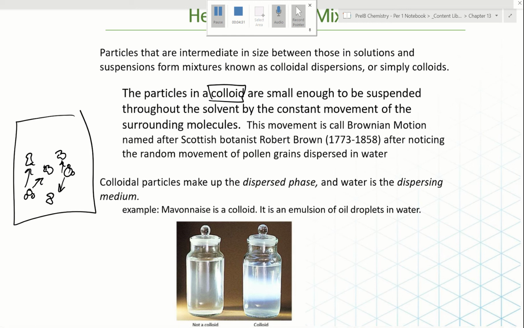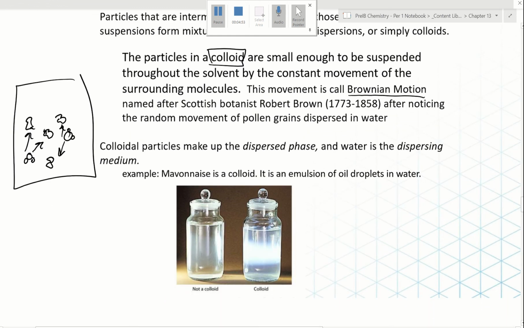This random movement is called Brownian motion. It was named after Robert Brown, who noticed the random movement of pollen grains. So the erratic movement of colloid particles that keeps them from settling out is called Brownian motion. This is called a dispersed phase, if you will. Mayonnaise is a colloid.